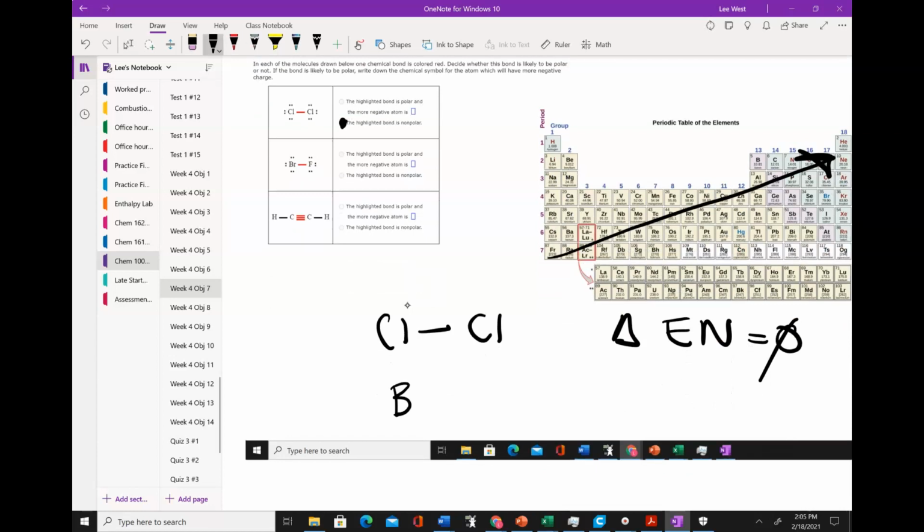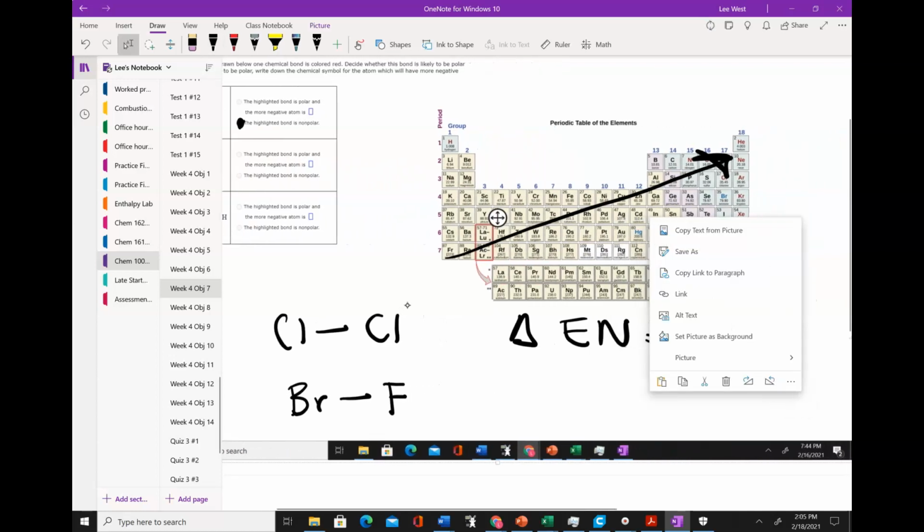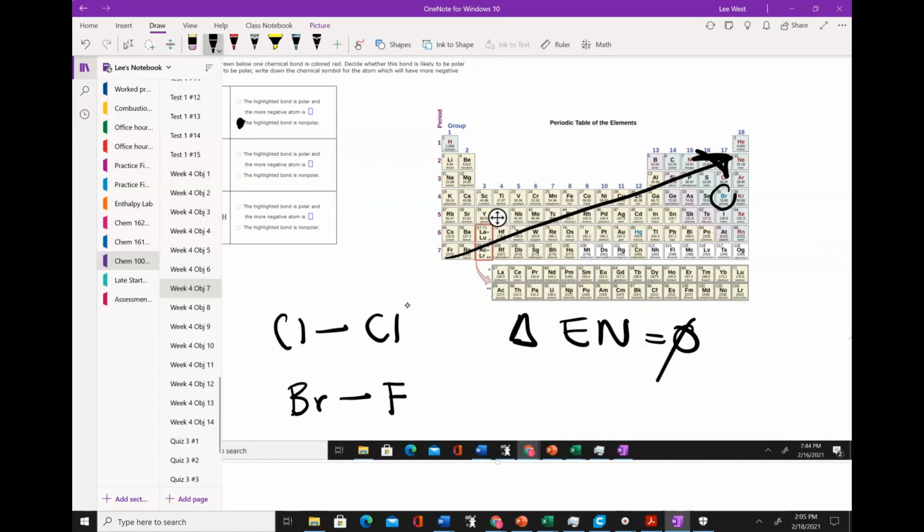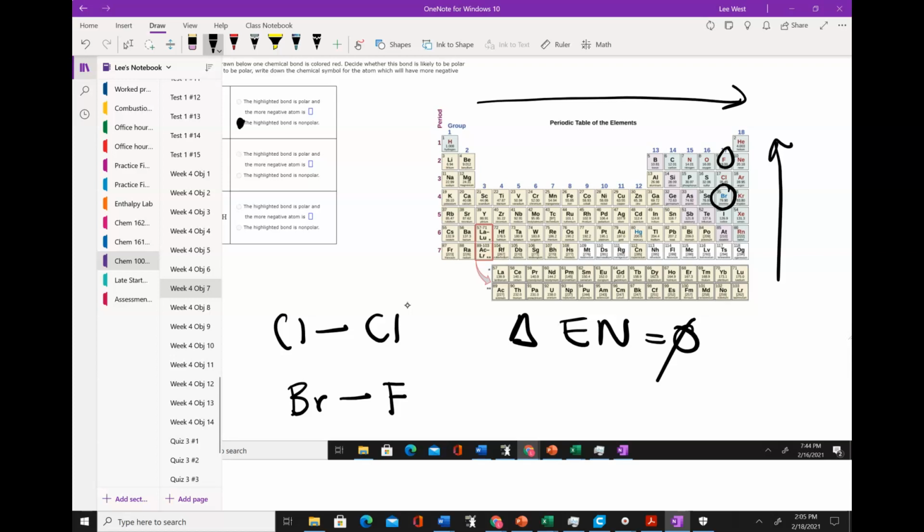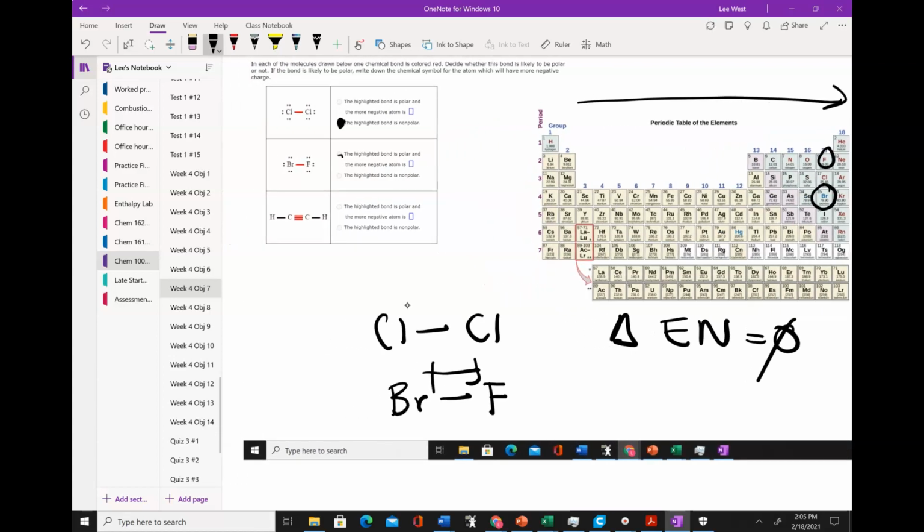So now I'm going to look at the bond between a bromine atom and a fluorine atom. Now bromine and fluorine are going to have different electronegativities, right? And fluorine is going to be more electronegative than bromine. So electrons are going to be getting pulled towards fluorine in that bond. And so that means that this bond is polar, and the more negative atom is going to be the fluorine atom. Now fluorine is always the more negative atom when it's bonded to something else. So fluorine goes in there.